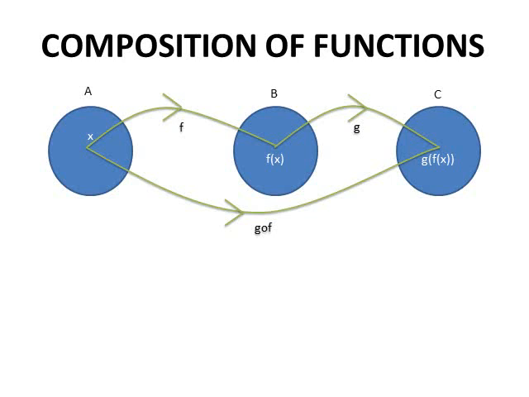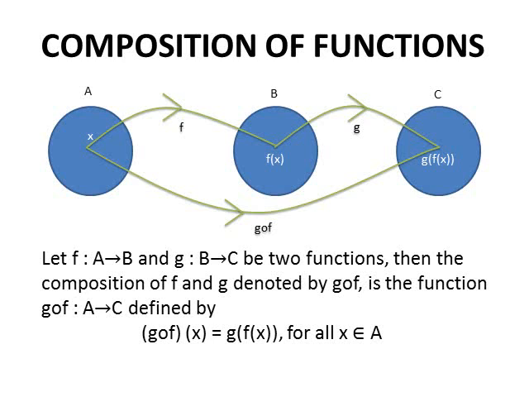So a new function g of f, which is the composition of these two functions f and g, is defined from set A to set C. It is denoted by g naught f or g circle f, but pronounced as g of f. In g of f, the first operating function is f and the second is g. For the composition of functions, the codomain of the first function should be equal to the domain of the second function.